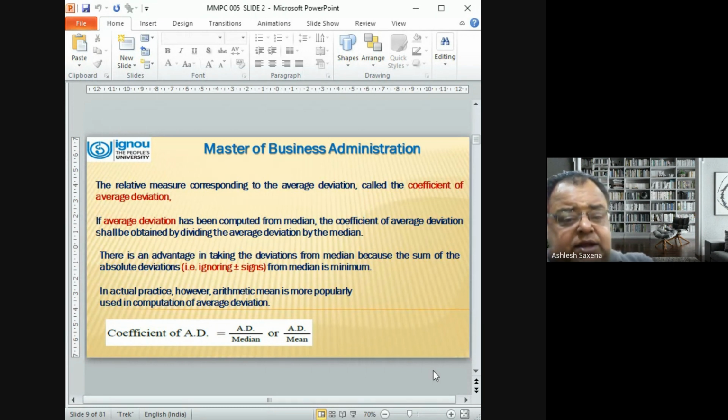There is an advantage in taking the deviations from the median because the sum of the absolute deviations, ignoring signs, from the median is minimum. In actual practice, however, the arithmetic mean is more popularly used in computation of average deviation. So that means we have to keep in mind what has been asked in the problem. Now, coefficient of average deviation is equal to average deviation divided by median if it is from the median, and similarly AD upon mean if it is from the mean.